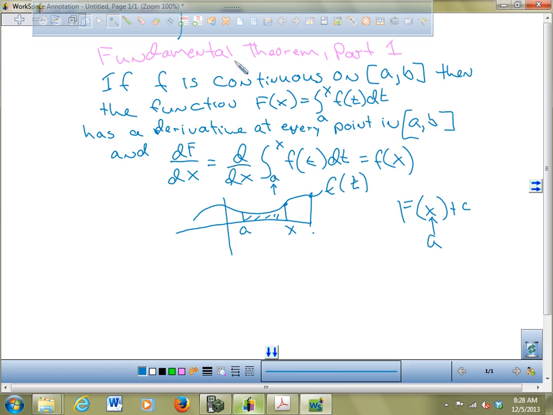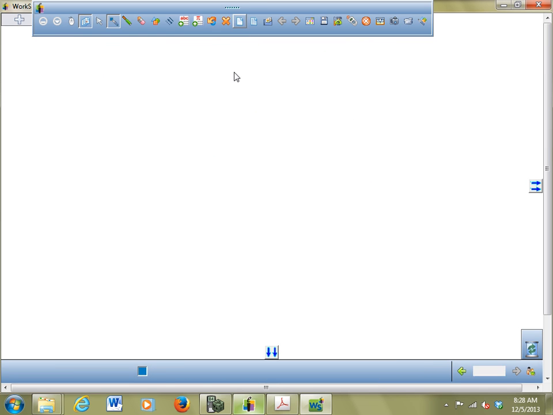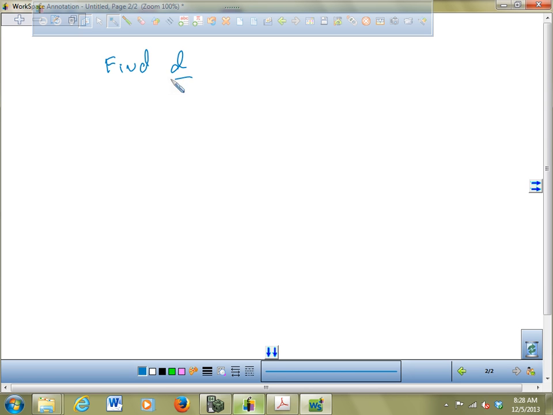So these problems will seem really elementary when you look at them. They'll give you something like this: find d/dx of the integral from a to x. So let's not change it. Let's go from negative pi to x of cosine of t dt. Anyone know what that is?